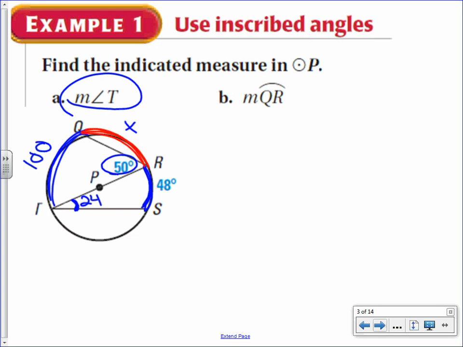Now, one thing that's unique is that all the way across, from T all the way to R, we know that's a half circle. That's 180 degrees. And this part over here is 100 degrees. That leaves 80 degrees for X there. So that would be 80.